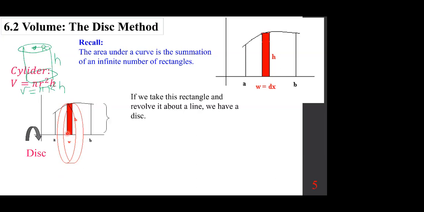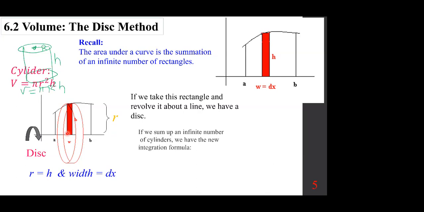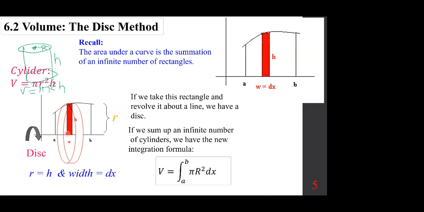So the cylinder V equals pi r squared h. Sometimes we use lowercase, sometimes uppercase. This is R, class. R is the height, or the y coordinate. Width is the dx. And we sum them up. This is the answer. And this equation is for horizontal axis of revolution, okay, class?